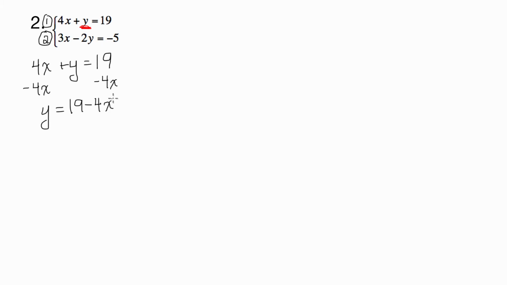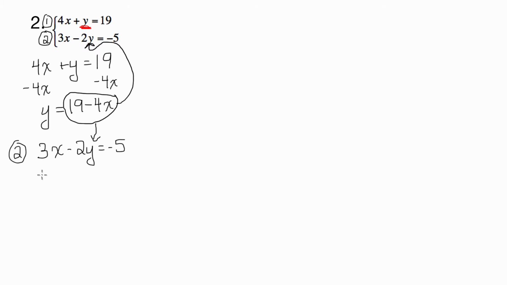Well, if I know y equals 19 minus 4x, I can take that expression right there, and I can plug it into the second equation for y. And then that way the second equation only has one variable, so I can solve. So I'm going to go to equation number 2, right here, which is 3x minus 2y equals negative 5. And I'm going to take that 19 minus 4x and plug it in for y. And that equals negative 5.